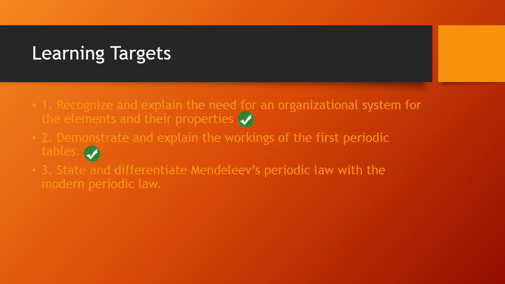So in this video, we have looked to recognize and explain why there was a need for an organizational system for the elements and their properties due to the advancement of chemistry and technology and science in general from the 17 into the 1800s. We looked at some of the early periodic tables and how those came to be from Newlands and Meyer and Mendeleev. And then finally we looked at the modern periodic law and differentiated that from Mendeleev's, and how Moseley showed us that it should be done.